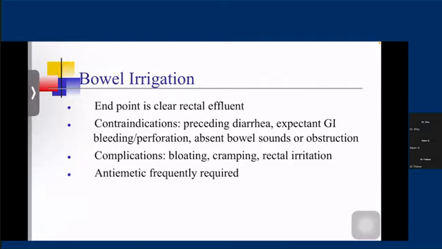The endpoint is clearing of the rectal effluent. The contraindications are preceding diarrhea, GI bleeding, perforation, absent bowel sounds, or obstruction. We don't do whole bowel irrigation in those cases. Complications are that the patient can develop bloating, cramping, and rectal irritation, and sometimes frequent vomiting, so we usually pre-medicate these patients with antiemetics.